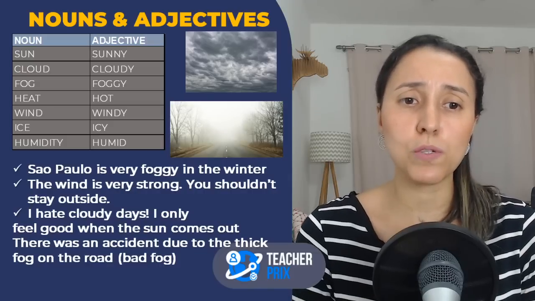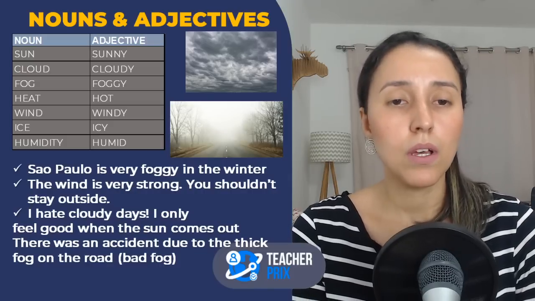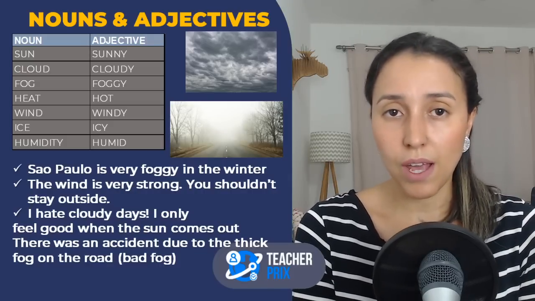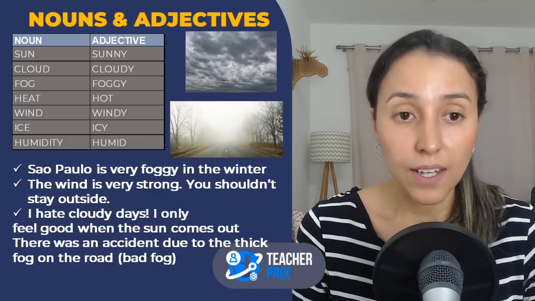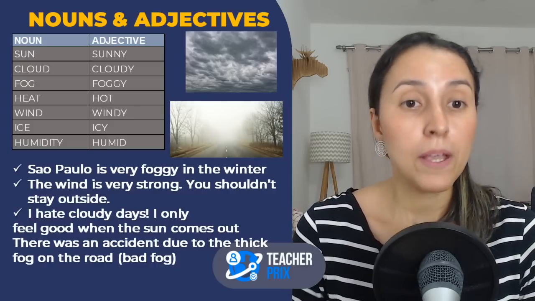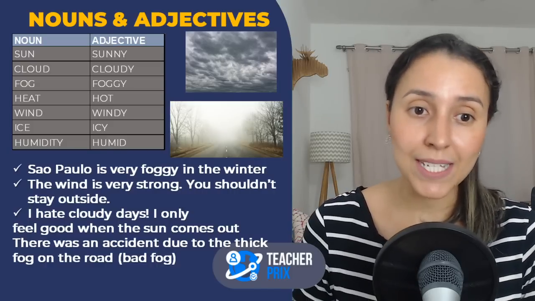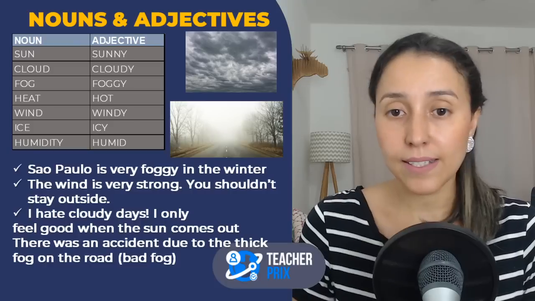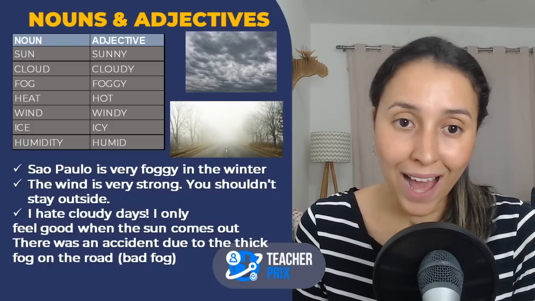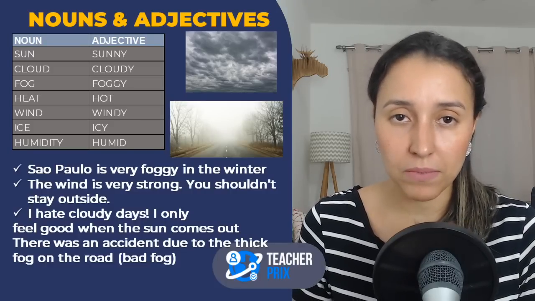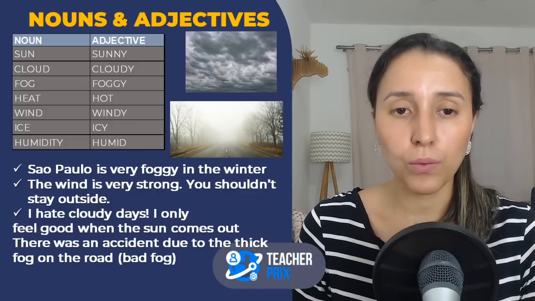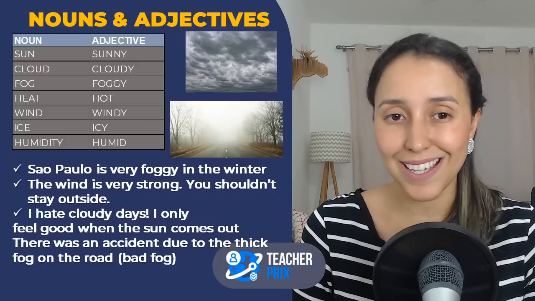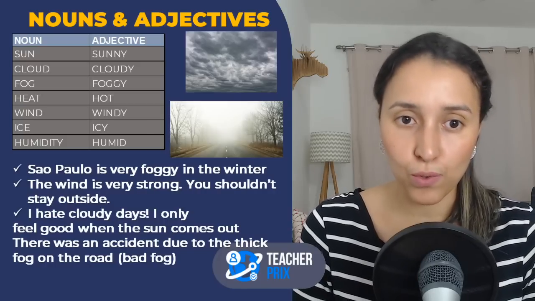So here we have some very popular nouns. Sun, the sun that shines in the sky. The clouds, okay? Fog, heat, wind, ice, humidity. These are all nouns. They are not qualities. They don't describe something. They are something, okay? So what we usually use is the adjective for those words.